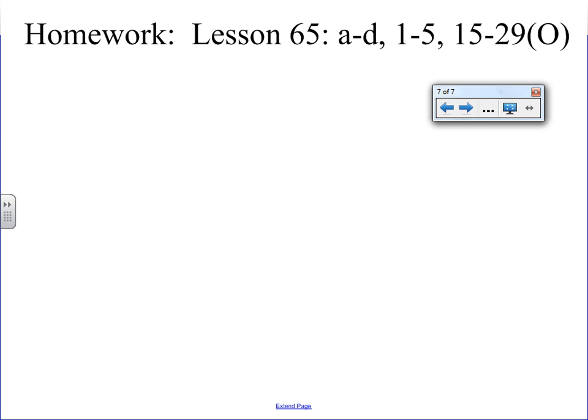For your homework, Lesson 65, A through D, 1 through 5, and 15 through 29 odd. Once again, make sure that you are working quietly and individually. If you have questions, please raise your hand. And don't be talking to your neighbor or distracting others in the room.